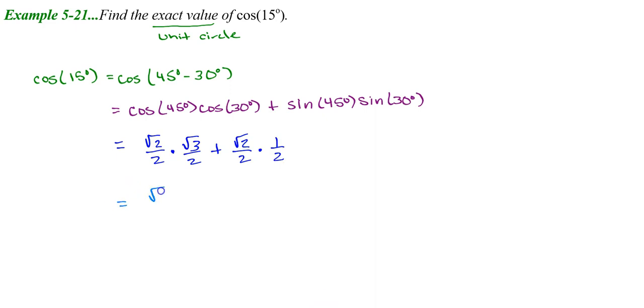So then you're just going to do some arithmetic here. So this is radical 6 over 4 plus radical 2 over 4. Notice you have a common denominator, so then we can just make this radical 6 plus radical 2. Remember that we cannot combine radicals through addition or subtraction if they don't have the same number underneath.